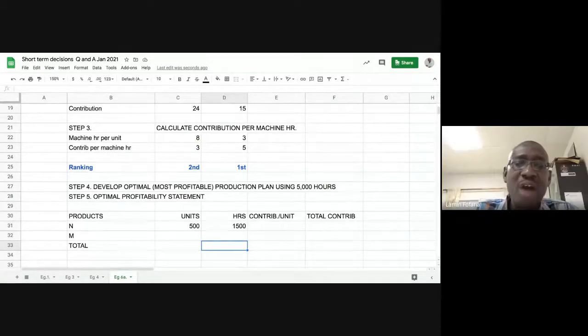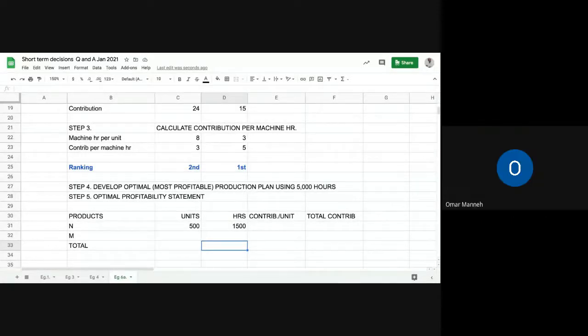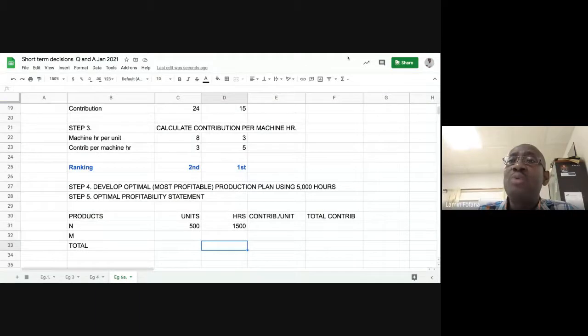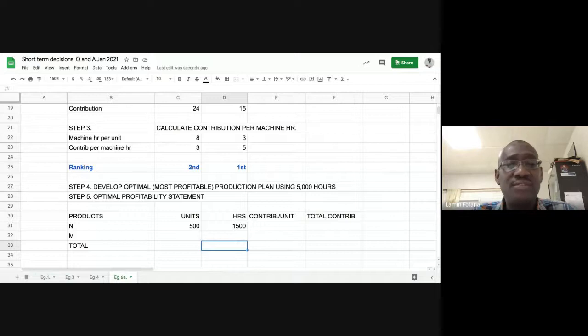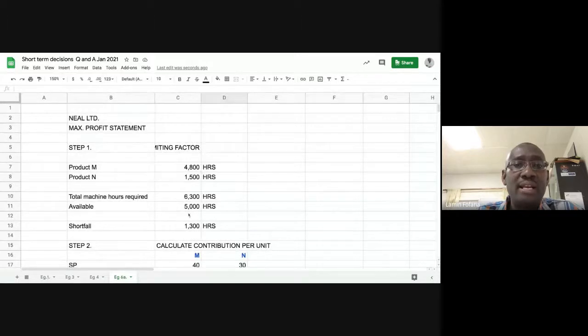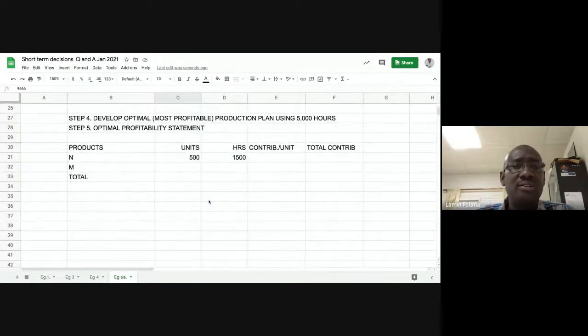5,000. Why 5,000? That is the limiting factor. 5,000 hours is what is available. We need 6,300, as we calculated and agreed. But unfortunately, we don't have 6,300. The machine cannot run for 6,300 hours. It can only run for 5,000 hours. So whatever we do, we have to plan based on the 5,000 hours and not the 6,300. So we come here and type what is available, which is 5,000.